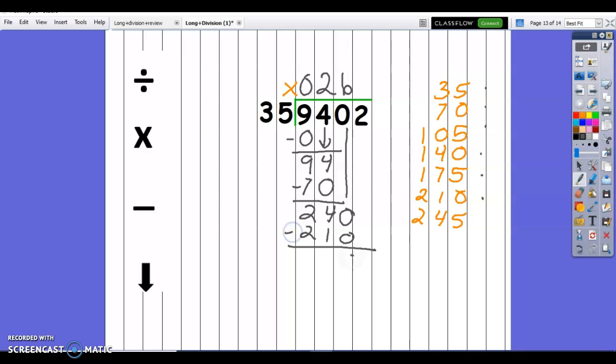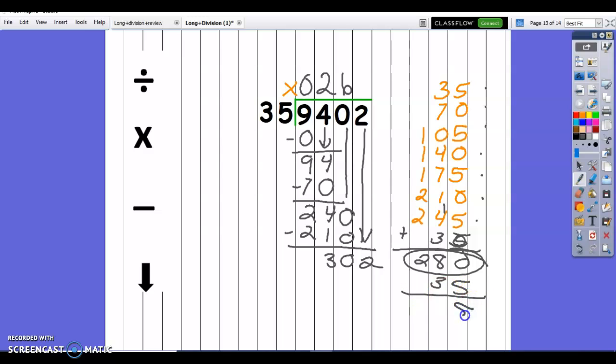When I subtract, so here I have 302. I don't have enough multiples over here. So if I add 35 here, I end up with, that is 5 and 3 is 8, 2, and that's my 280, and then another 35 is here, and I have 315. Okay, so this one is too big. We're going to work with this 280.